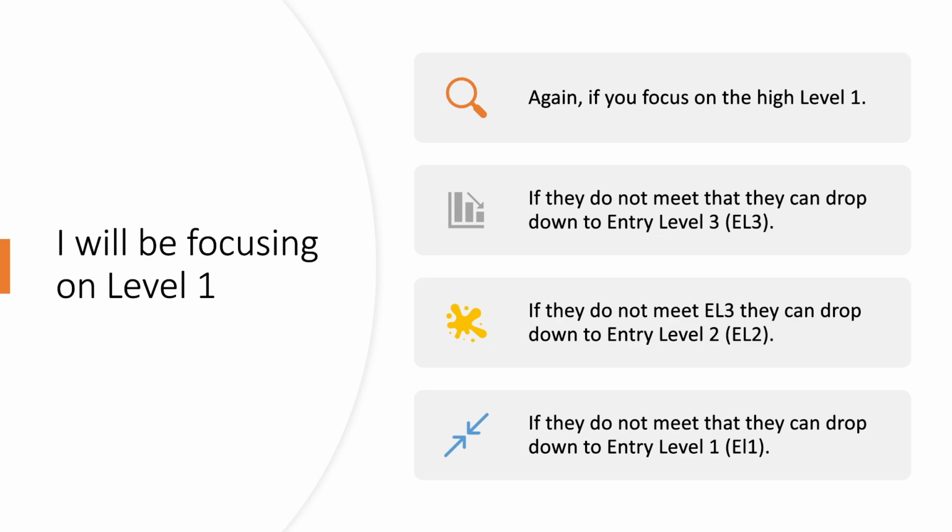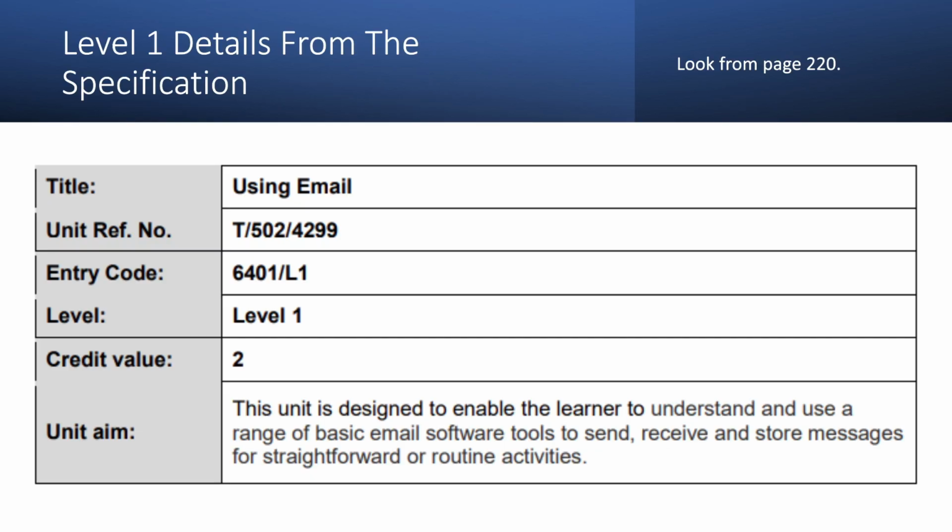That's the absolute lowest level. And that's fine because some students are not actually able to access entry level 2, entry level 3, or level 1 stuff. This is the level 1 details from the specification. And again, I screenshotted this. So this is the title, the unit reference number, the entry code, the level, the credit value. So this is the amount of points that they get, and the unit aim.